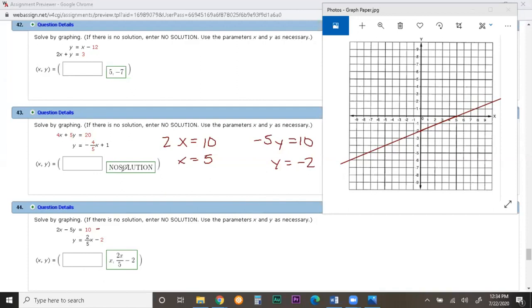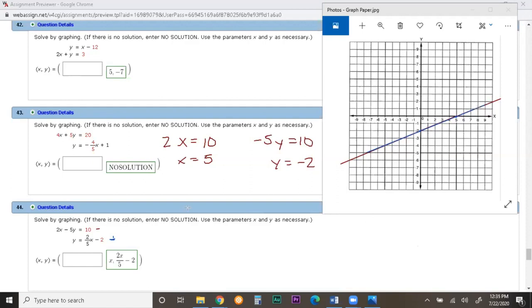And for the second equation, -2 is our y-intercept, so I'm going to plot a point at -2 on the y-axis. And our slope is 2/5, so we're going to go up 2 and to the right 5. And that point is there. So I can already see that both of those points are on the same line. So it's the same line, okay?